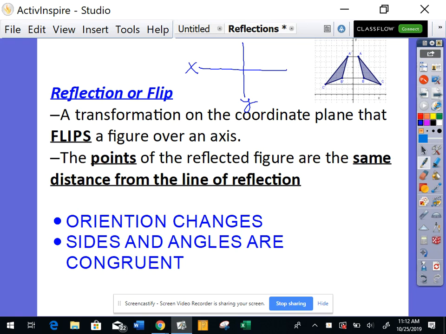There are a couple words that you've been hearing from us pretty regularly through this unit, and that's orientation. So when we have a reflection, the orientation does in fact change, okay? But when we reflect something, the sides and the angles all remain congruent. That word congruent is that math term that means they are equal. So the angles and the sides remain the same. They remain equal, okay?